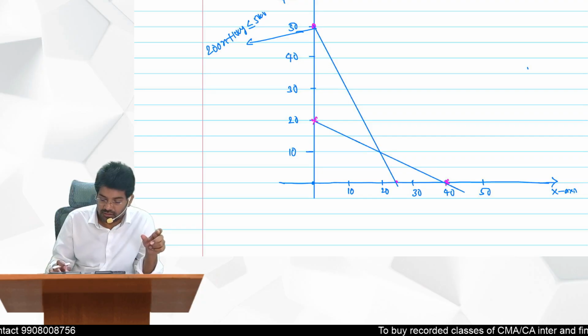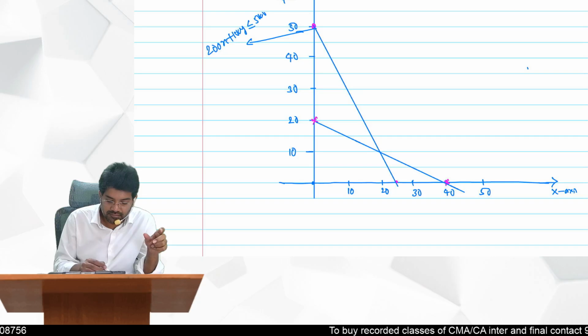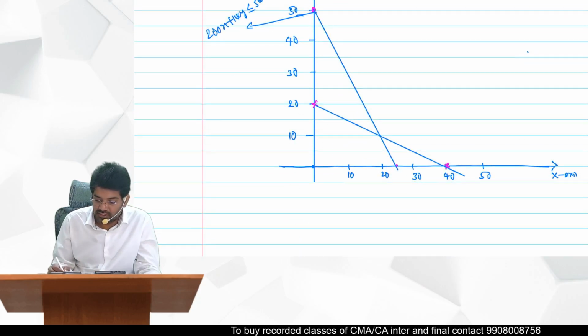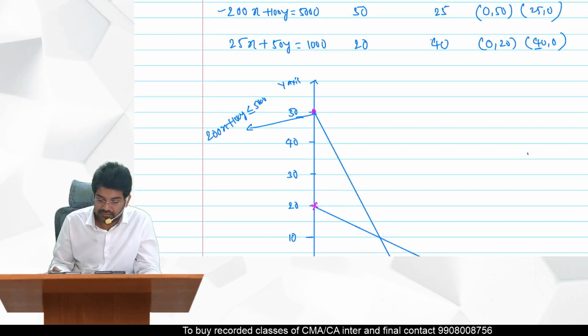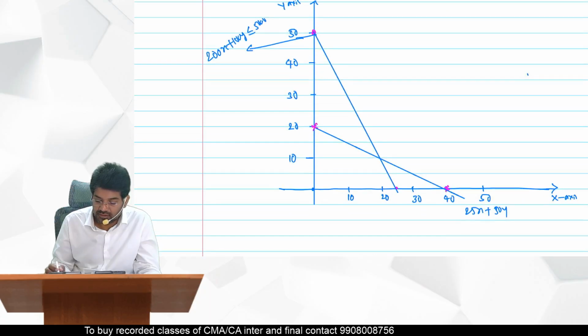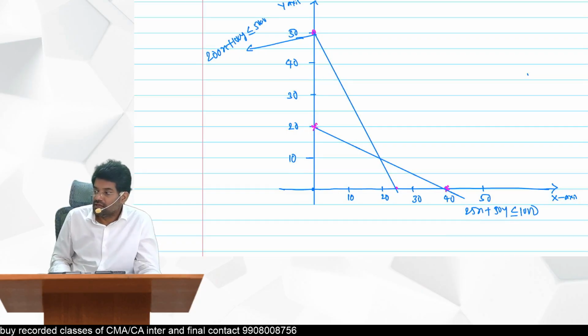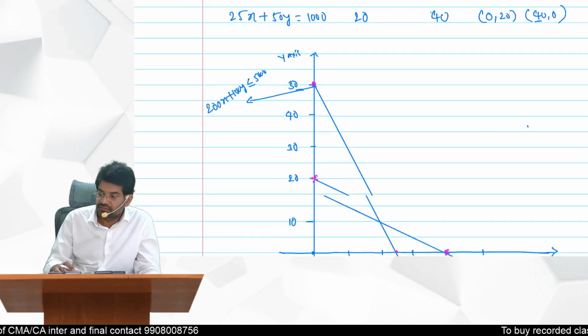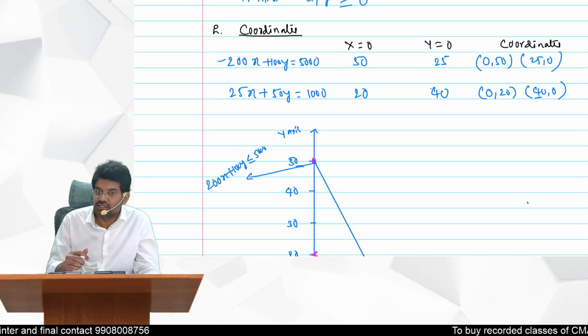Yes, this is your 25x + 50y ≤ 1000 equation. Right now what we have to do is satisfy the conditions of the equations.